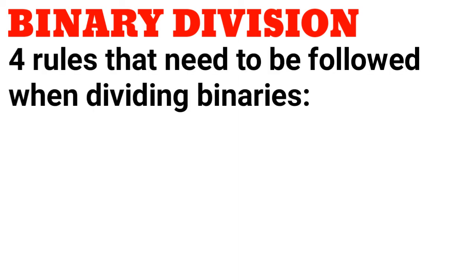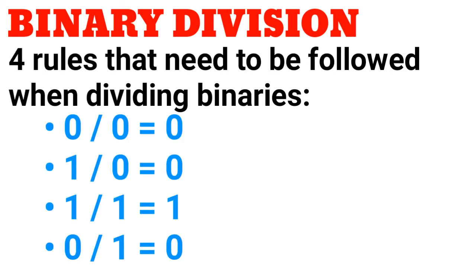Now, let's talk about binary division. In dividing binary, there are 4 rules that need to be followed. 0 divided by 0 is equal to 0, 1 divided by 0 is equal to 0, 1 divided by 1 is equal to 1, and 0 divided by 1 is equal to 0.